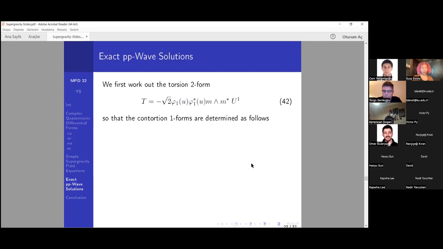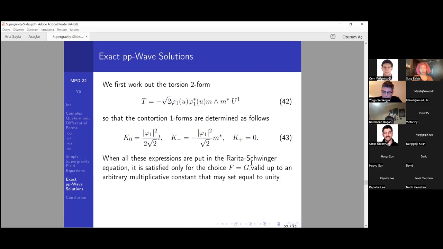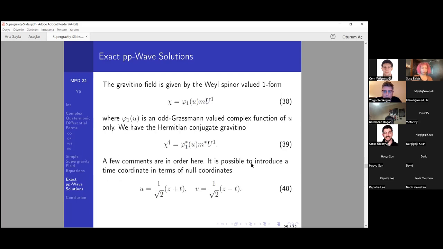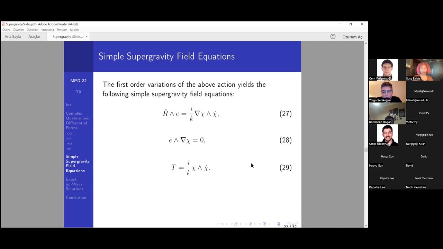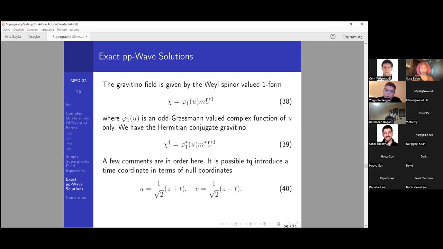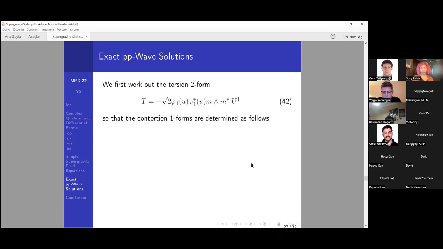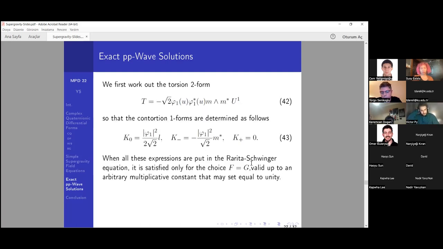From the ansatz, we derive the torsion two-forms. Then explicitly, after a lot of calculations, the contortion one-forms are determined as follows. When all these expressions are put in the Rarita-Schwinger equation, we see that it is only satisfied, so which equation is satisfied? Let's go back so I can show you. Equation 28 is only satisfied in this case for f equals big F equals big G of our space-time, valid up to an arbitrary multiplicative constant that may be set equal to unity.